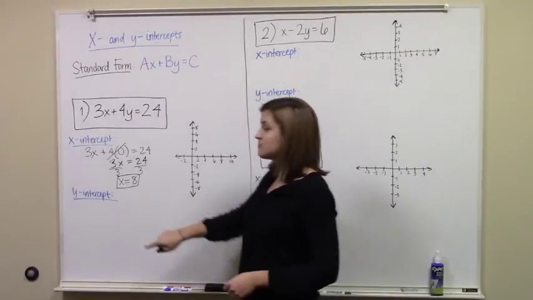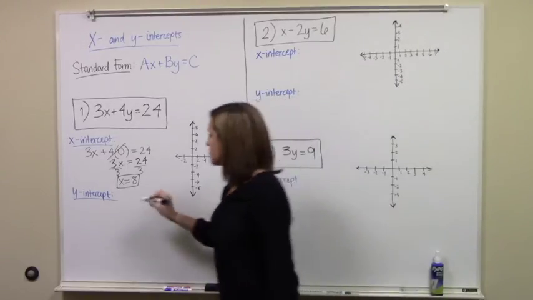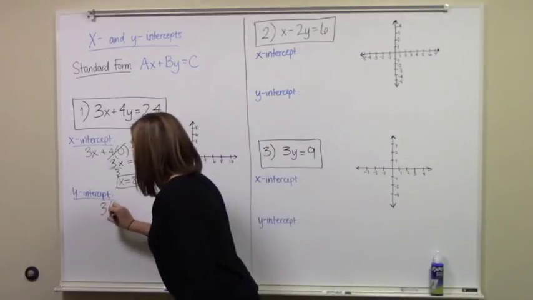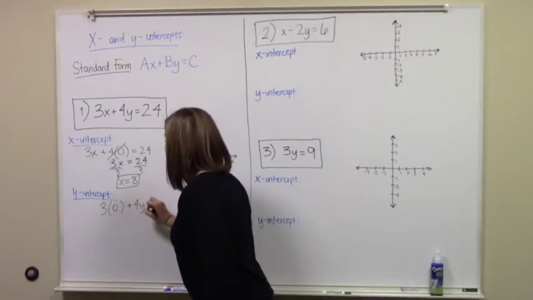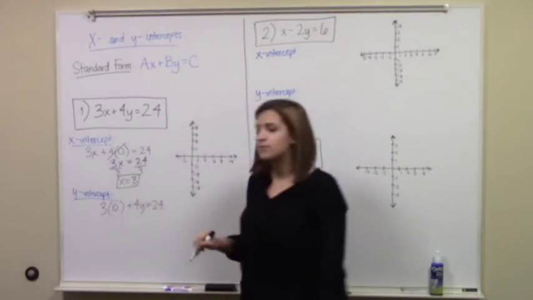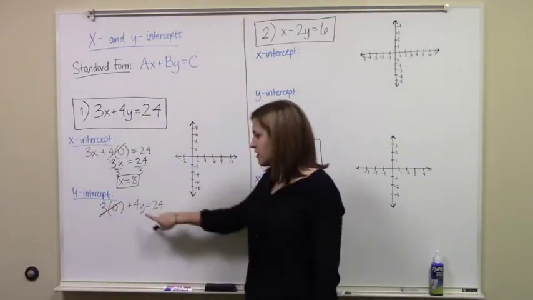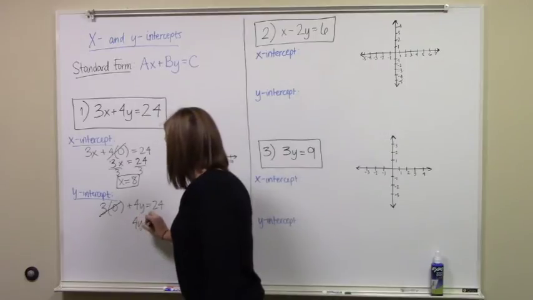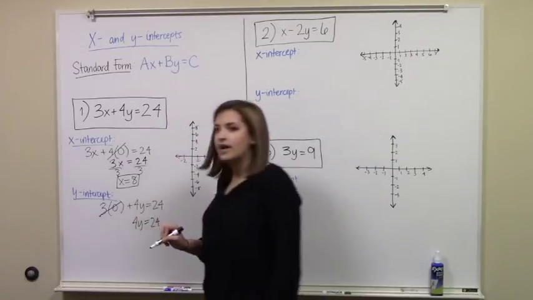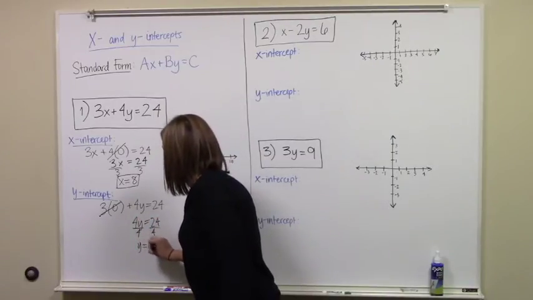Now our y-intercept we're going to find by setting x equal to 0 and solving for y. So we will get 3 times 0 plus 4y equals 24. 3 times 0 is just 0, so we can cross that out. We are left with 4y equals 24. I want to get y alone, so I'm going to divide by 4, and I will be left with y equals 6.